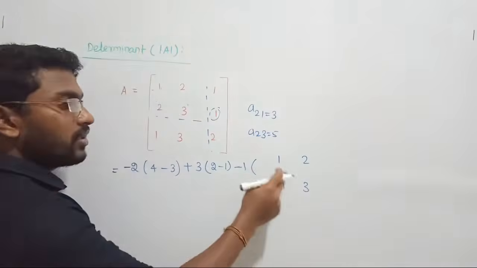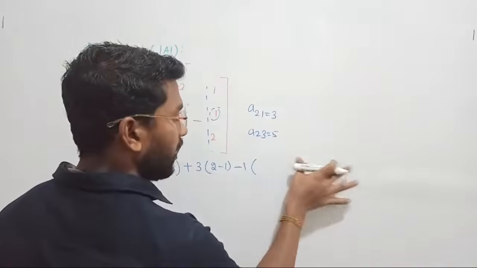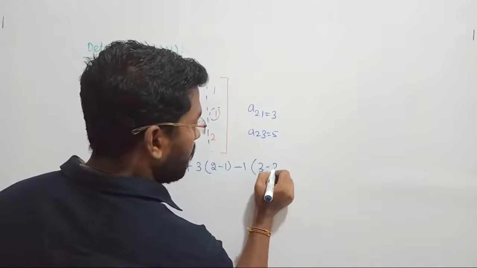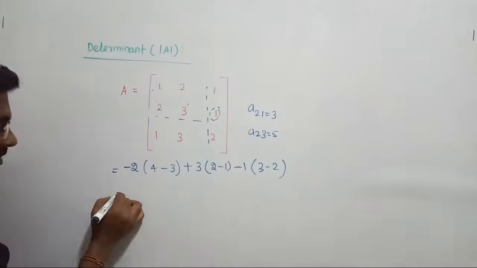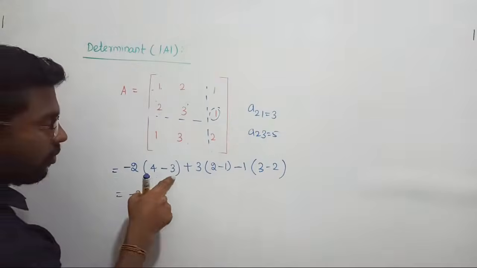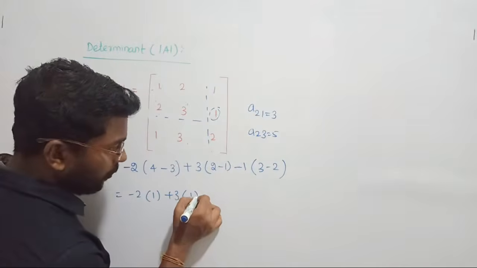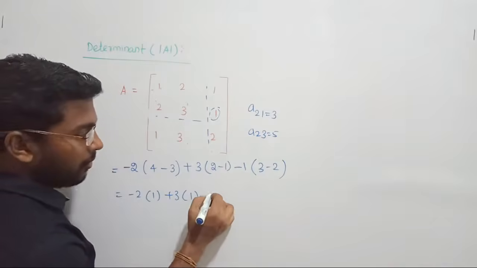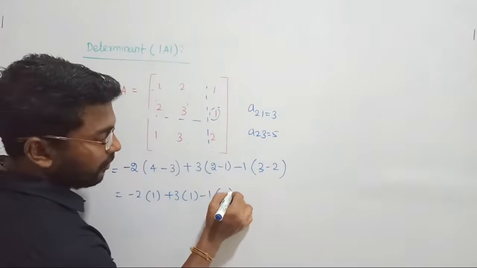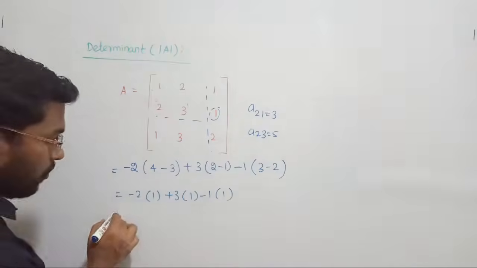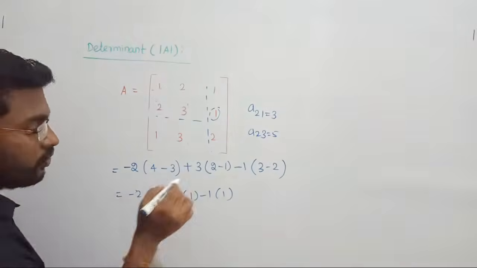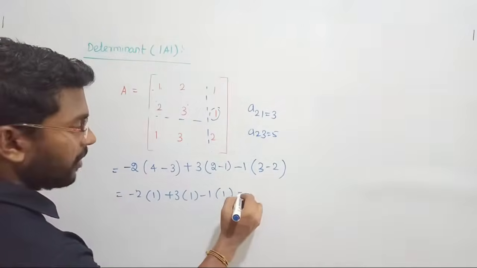Find the determinant. 3 minus 2 will give you 1. Anyway, we are getting 3 minus 2. Let us conclude minus 2. 4 minus 3 will give you plus 1. Plus 3 into 2 minus 2 will give you 1. Sorry, 2 minus 1 will give you 1. Minus 1 into 3 minus 2 will give you plus 1. Such that, see there, minus 2 into minus 2 minus 1 will become minus 3. Minus 3 plus 3 will become 0.